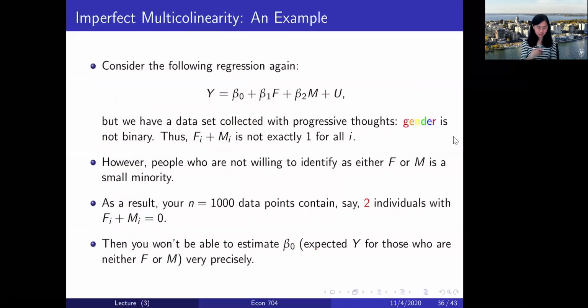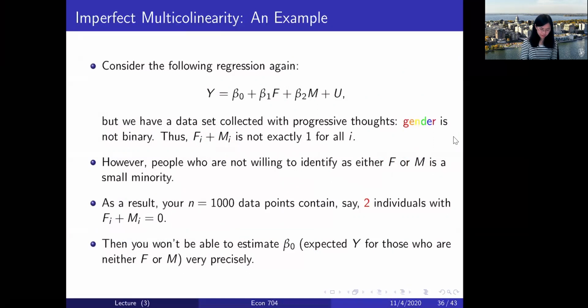Now, I want to give you an example, continuing the gender example as before. Suppose now your data set is collected with progressive thoughts. Gender is not binary, so Fi plus Mi is not exactly one for all i. There might be individuals who are not willing to be identified as either F or M. In that case, you do not have perfect multicollinearity. So Fi plus Mi equals one doesn't hold exactly.